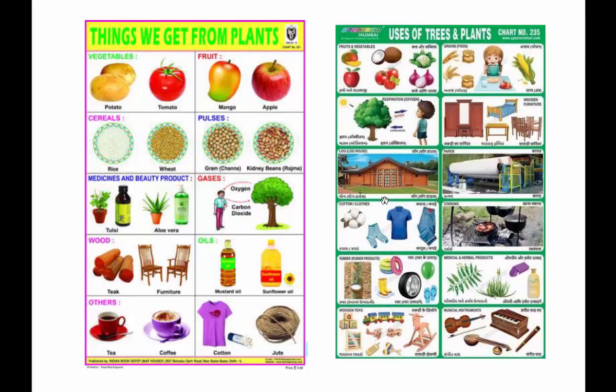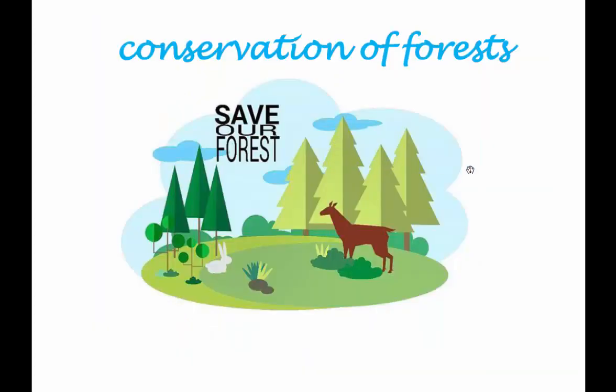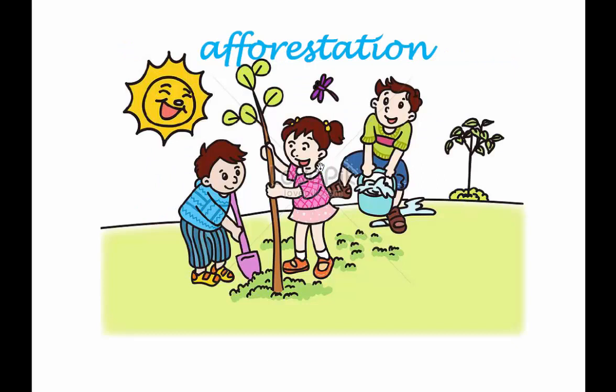Alright, so the conservation of forests is needed. We need to conserve our forests because they provide us so many things. It is very, very important to us. And so one type of conservation could be afforestation. Afforestation means growing of trees or plantation of trees, so to say. So this has to be done in order to protect our forests.